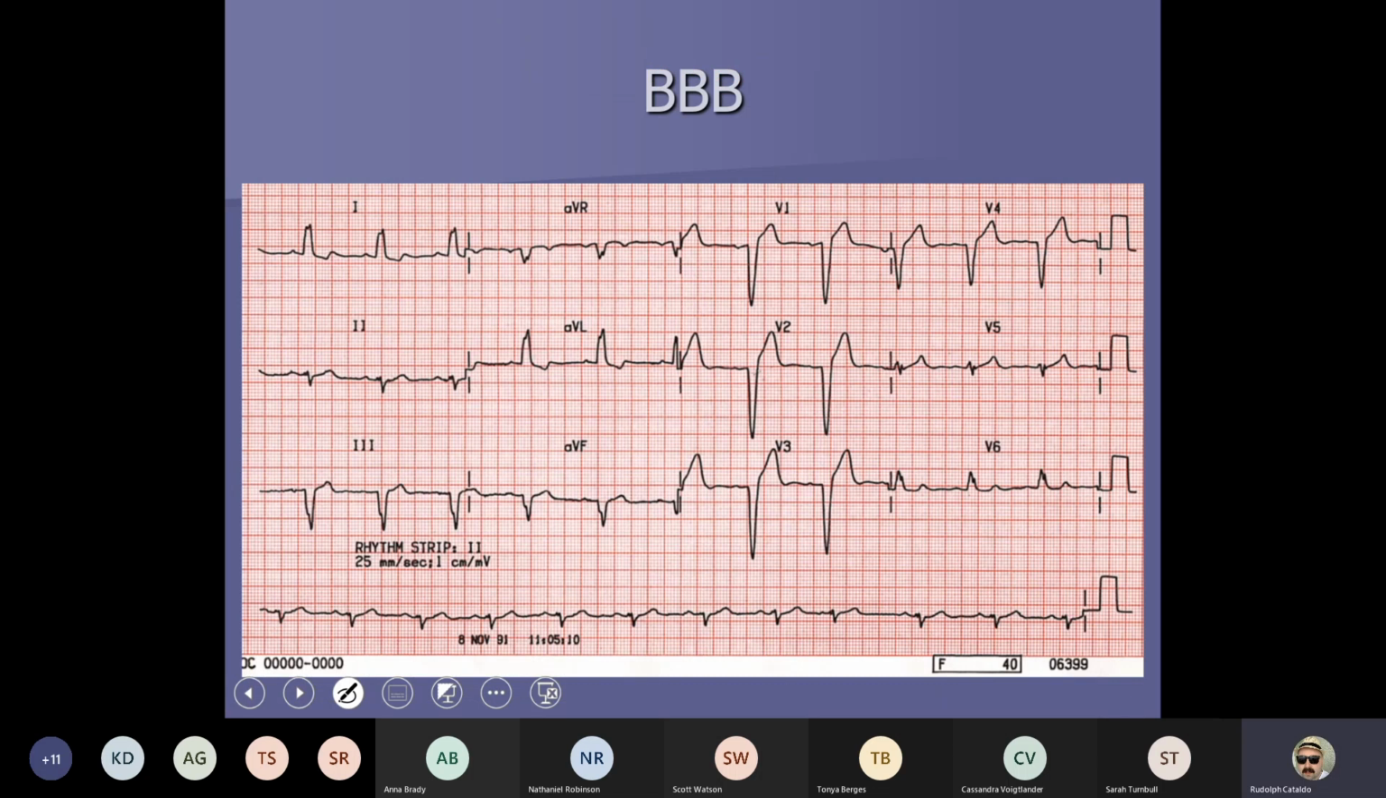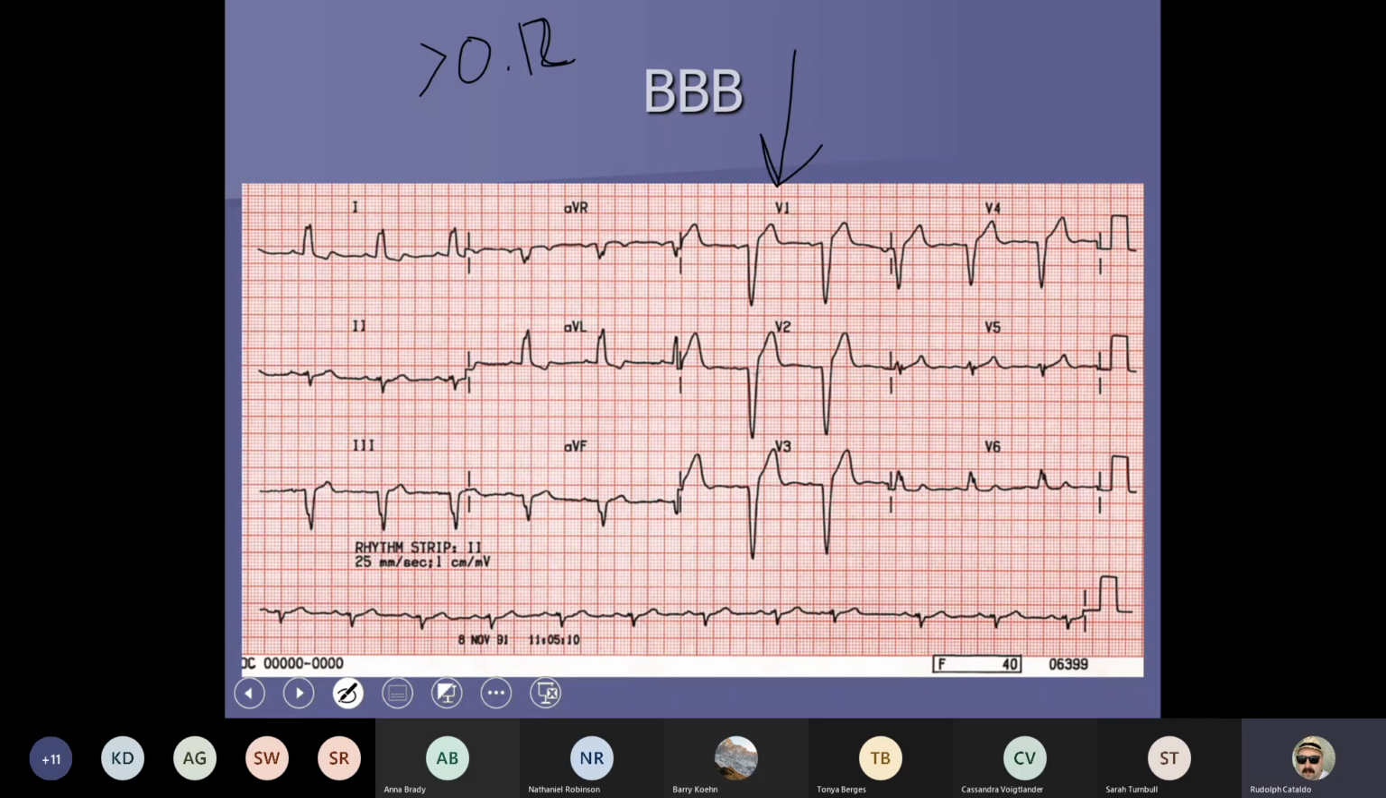Does anybody need some clarification on bundle branch blocks? I could use some. Okay. So, to be a bundle branch block, the QRS complex has to be greater than 0.12, so greater than 3 small boxes. And we only look in lead V1. Don't look anywhere else besides V1. So let's say V1, that QRS complex is wide.